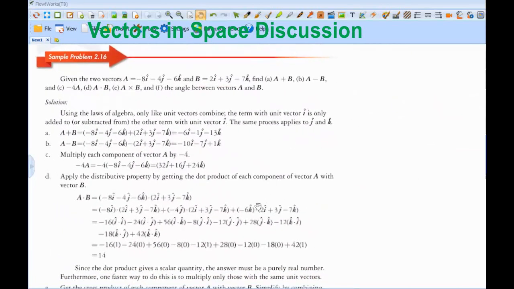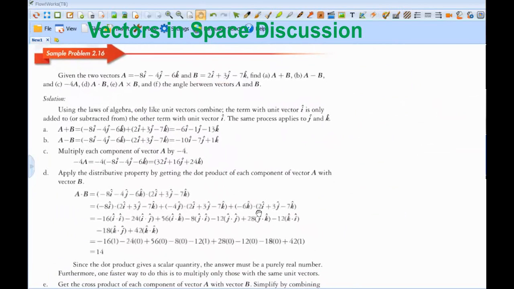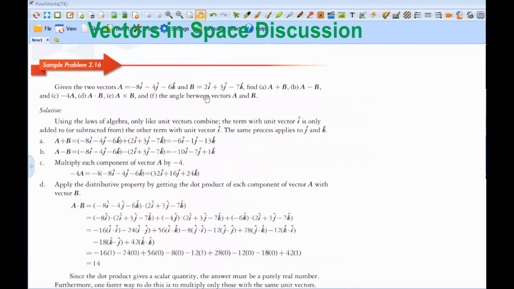So I need to use this. Sir, it's like proving identities. No, it's getting values and operations. It is only simple. You will see this. Given the vectors A equals negative 8i minus 4j minus 6k and B, these are the values. What is A plus B?